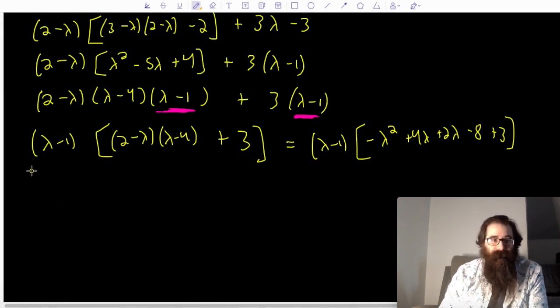Okay, let's keep going. Lambda minus 1 in front.